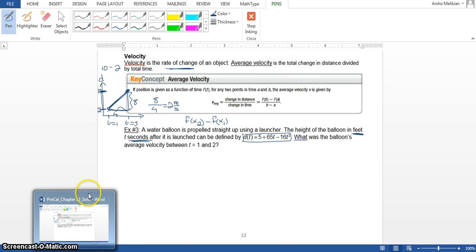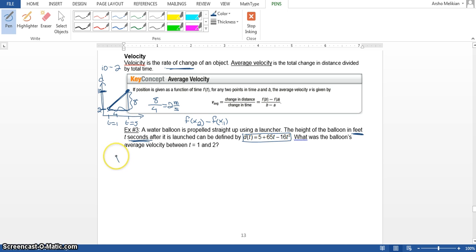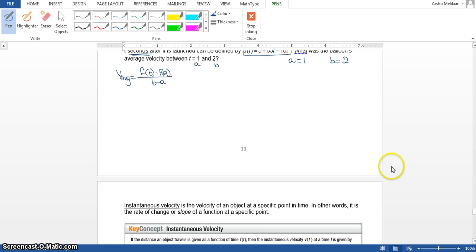So we're going to use this formula that says V average is f of b minus f of a over b minus a. Now, in this problem, my initial time and my final time are my a and b. So let me just make a list of everything I have here. I have that a equals 1, b equals 2. What I also need is f of a and f of b.